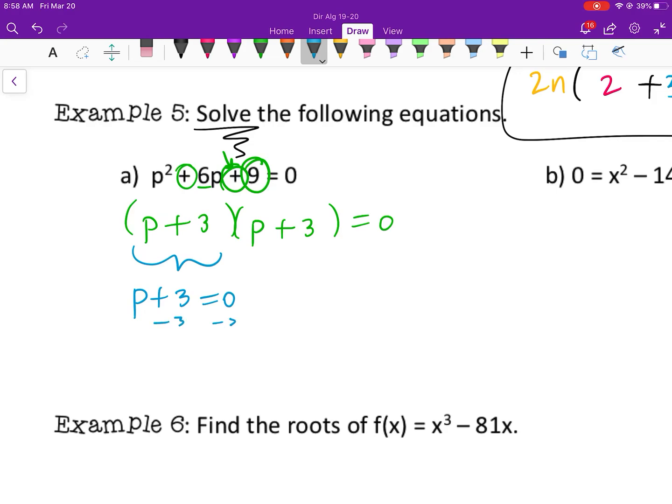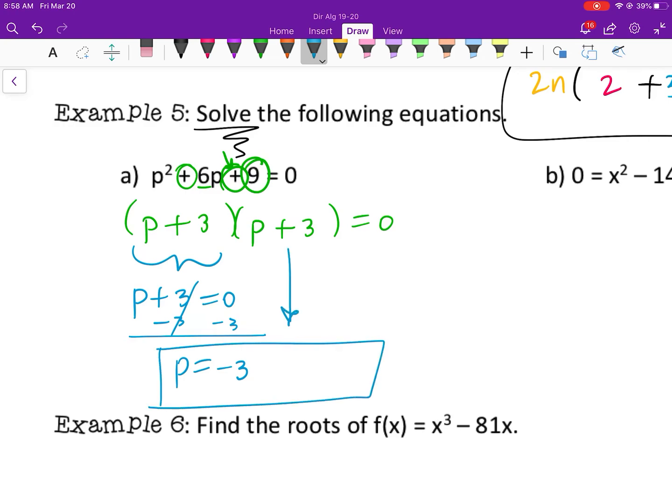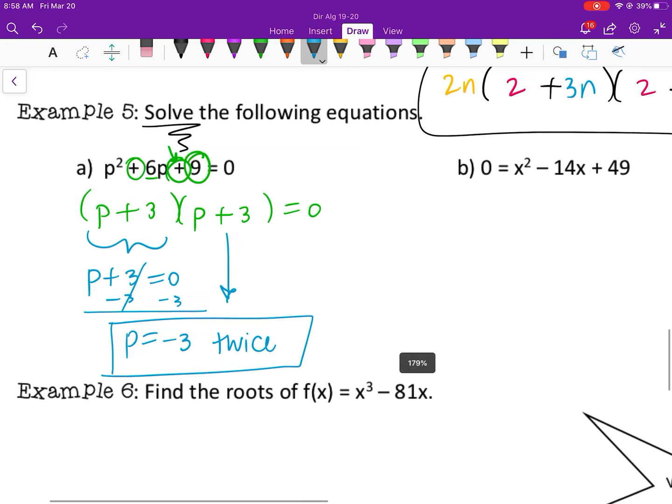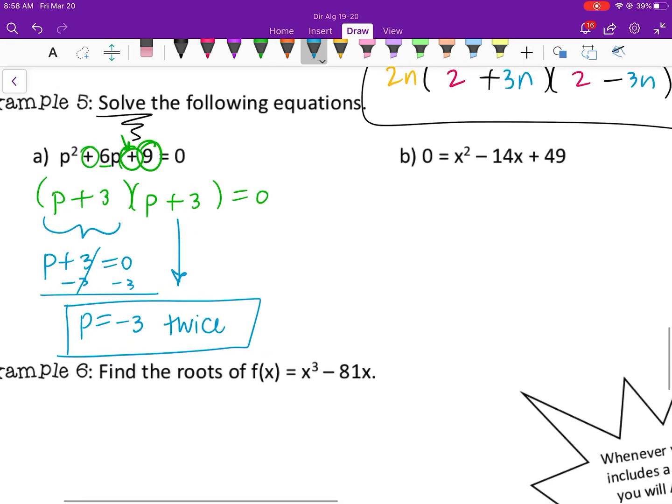P plus 3 equals 0. Subtract 3 from both sides. P equals negative 3. That's what we're going to get from this one too. So a lot of times what I'll do is I'll write P equals negative 3 twice, because it equals negative 3 for both of them.